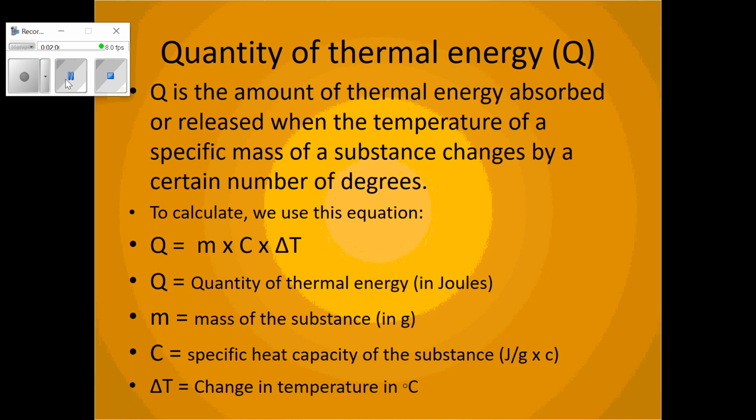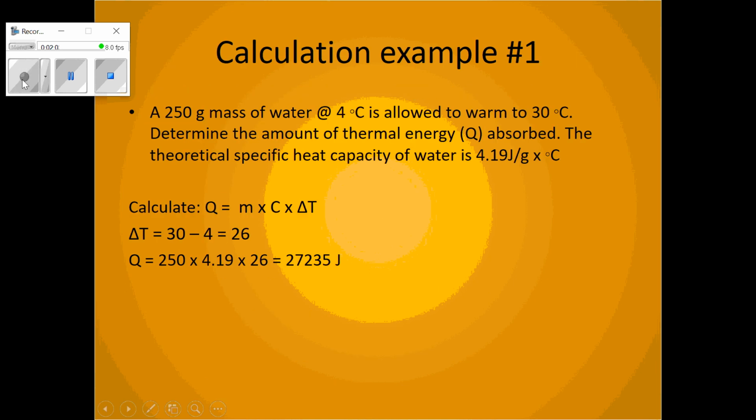Here we have an example of a basic calculation of Q, or quantity of thermal energy. The question asks, if you're given 250 grams of water, think of it as the mass being 250 grams, that started off at 4 degrees and is allowed to warm to 30 degrees, determine the total thermal energy Q that is absorbed in order for it to change from 4 to 30 degrees.